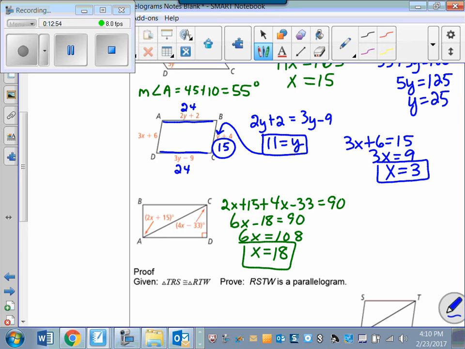So therefore, I know this side, that's 15, has to be congruent to its opposite side. So I set 3x plus 6 equal to 15 right here. Solve that for x, and I get x equals 3.